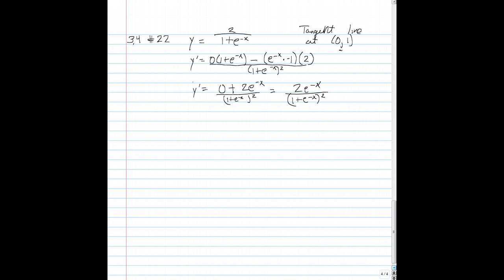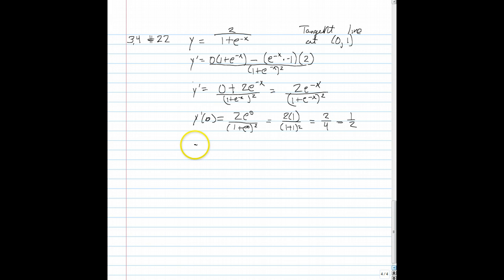So if we want to find the slope of this tangent line at the point 0, 1, we need to substitute this x coordinate into our derivative function. So y prime of 0 would be 2e to the 0 over 1 plus e to the 0 squared. E to the 0 is 1, so we have 2 times 1 over 1 plus 1 squared, which gives us 2 over 4, or 1 half.